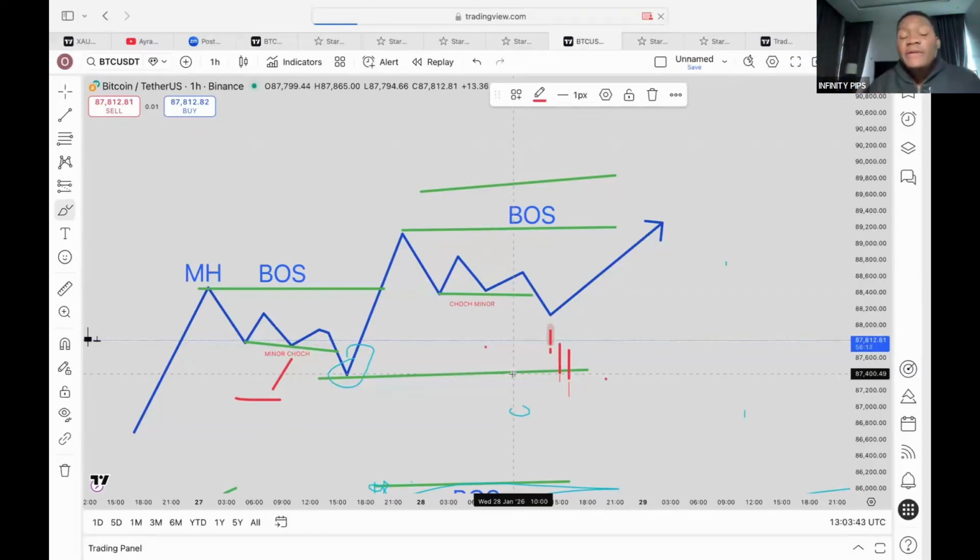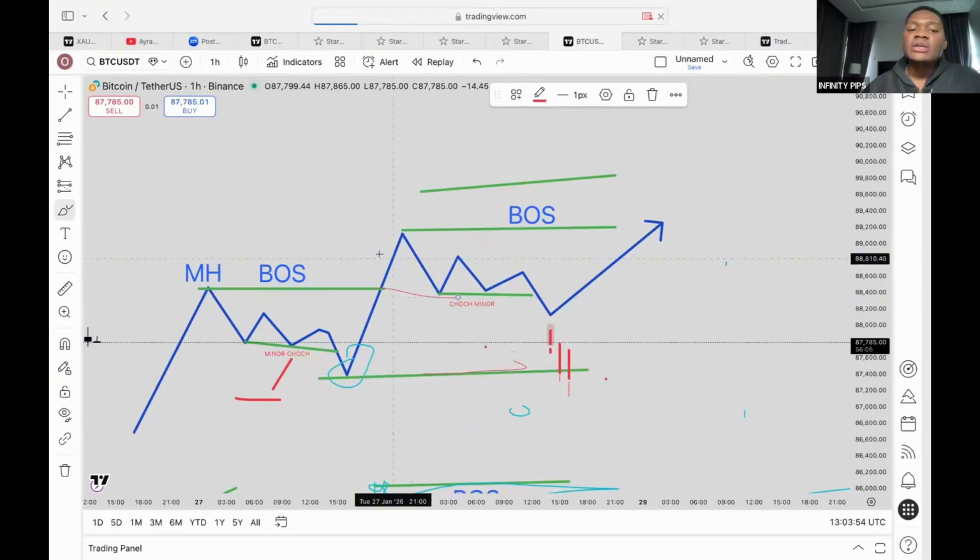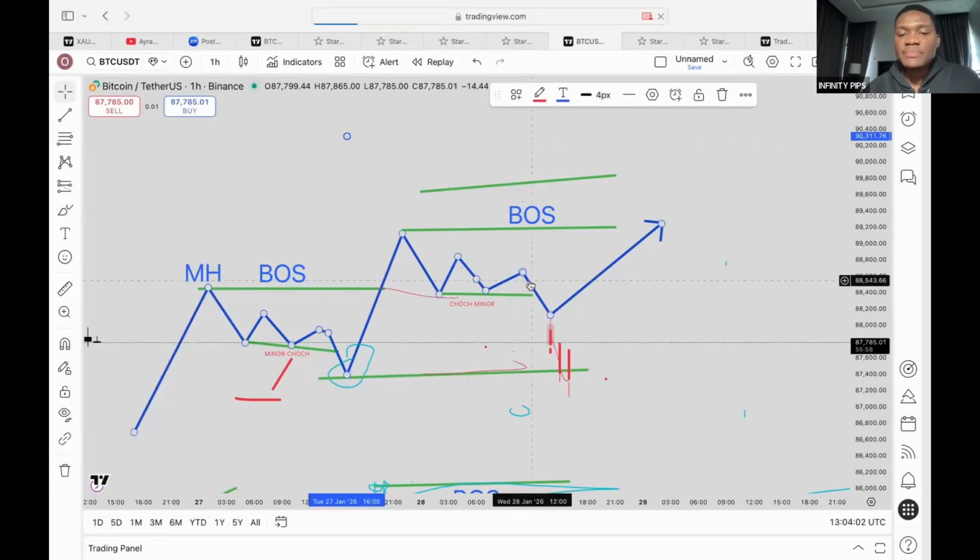If it is breaking. Now, even if it's a break of structure, the same thing, right? Because what I explained is in terms of a change of character, and this is for a sell. Even if it's a break of structure and it was for a buy, the same thing will follow.